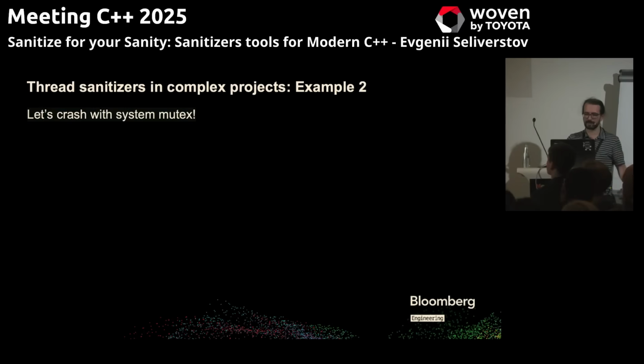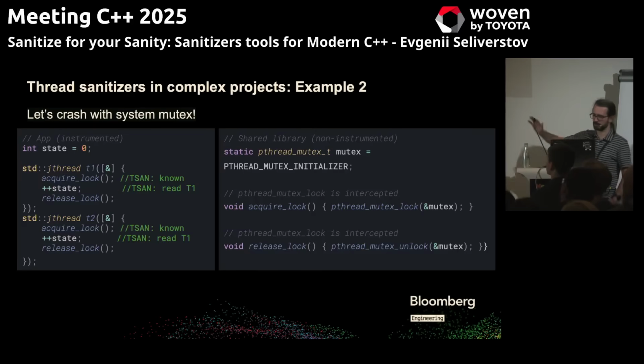But if you replace it with the system mutex, we just call pthread_mutex_lock and pthread_mutex_unlock. So again, the shared library is not instrumented, but the application is instrumented. We get no problems at all because Thread Sanitizer intercepts all the calls.